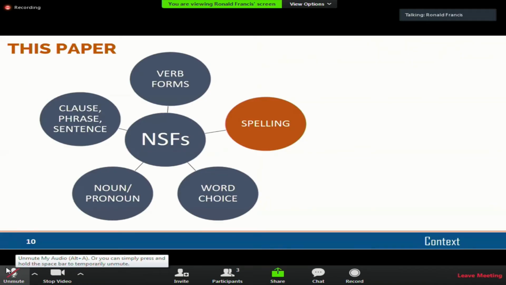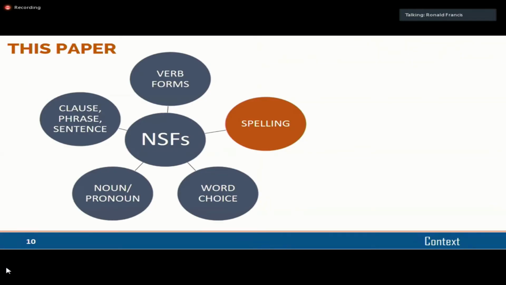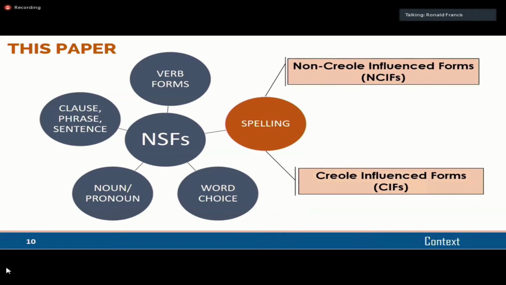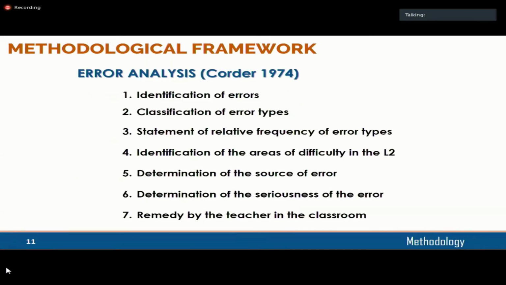So, of course, I have looked at verb forms. I presented on verb forms, word choice errors, noun errors, and clause and phrase errors. But I was having a lot of issues with spelling errors, and that is what I looked at in preparation for today's presentation. I basically took spelling errors from one group and categorized them into non-Creole and Creole forms. I will discuss the types of errors that I received, and I'm open, of course, to all types of feedback in that regard. I will just run through the method because I'm running out of time here.